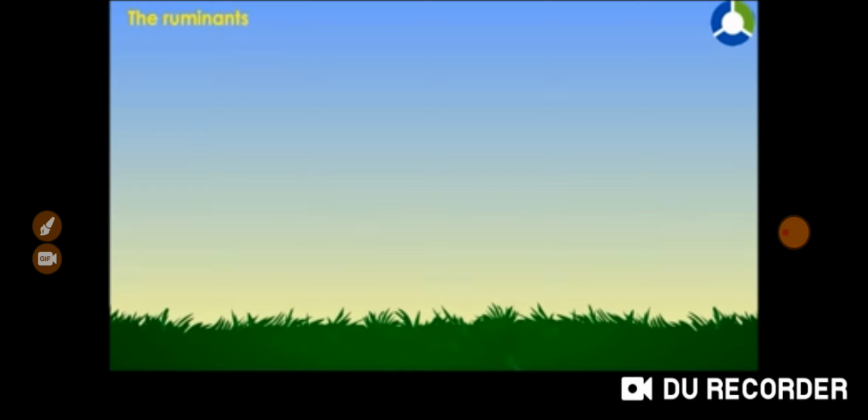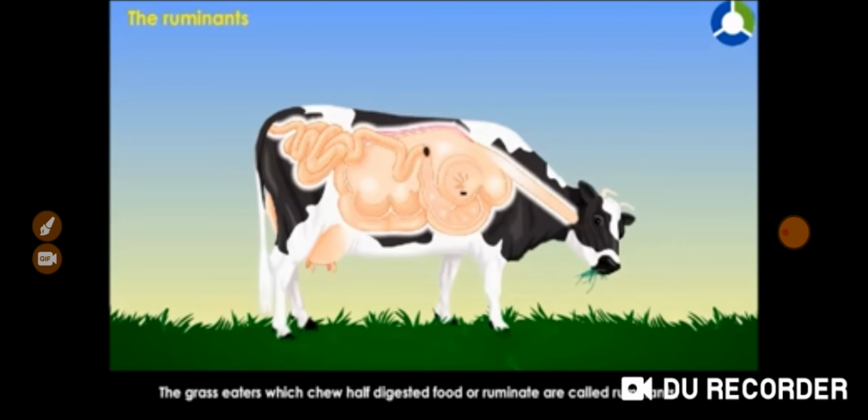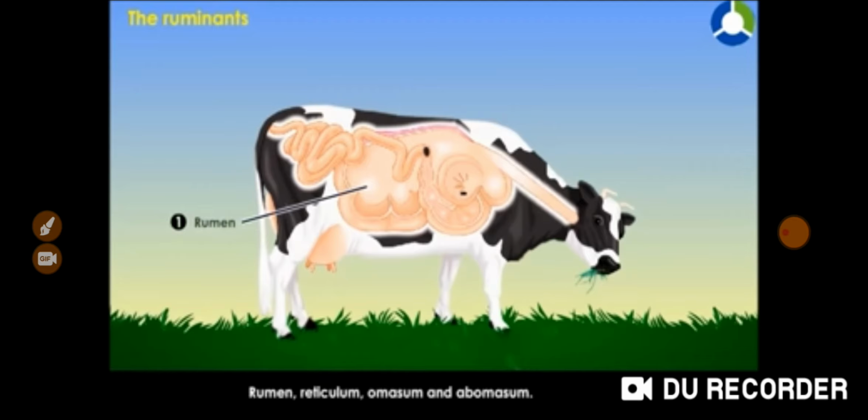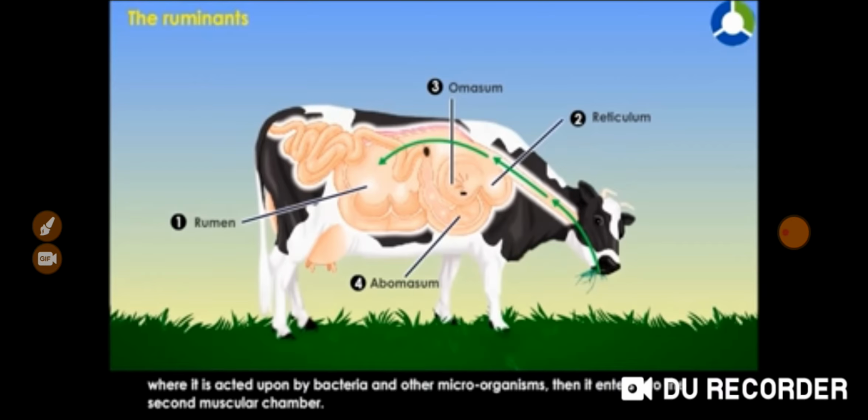The ruminants, the grass eaters which chew half digested food or ruminate, are called ruminants. They have special stomachs which are divided into 4 compartments: rumen, reticulum, omasum, and abomasum. In ruminants, half chewed grass travels from the mouth to the first chamber of the stomach, where it is acted upon by bacteria and other microorganisms.